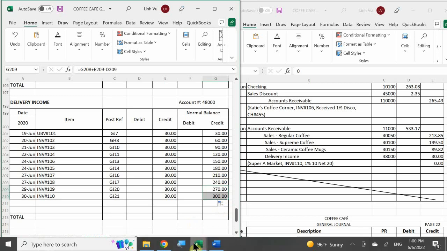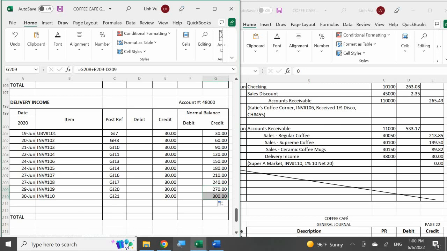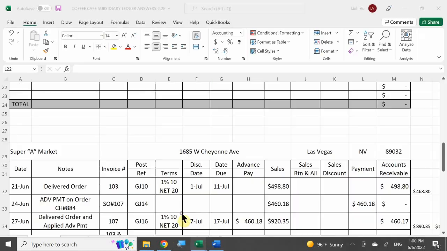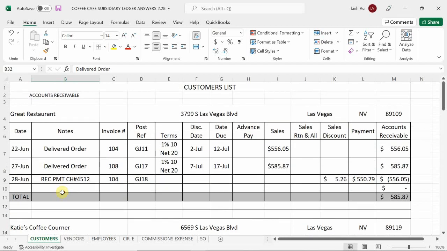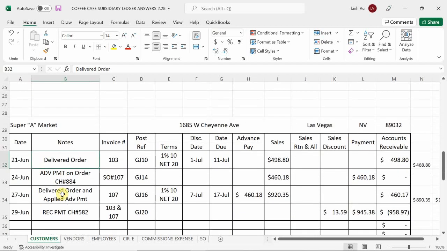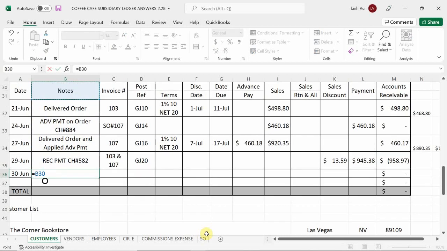Now we need to update the subsidiary ledger because Super A Market now owes us some money. So in this case, let's look up Super A Market here. Right now, they currently have paid off their debt to us. So now we have delivered their order, order 110.